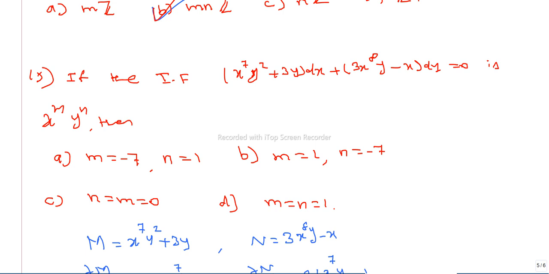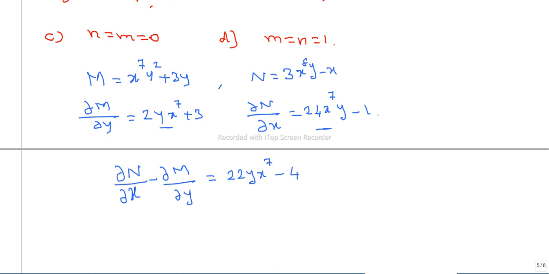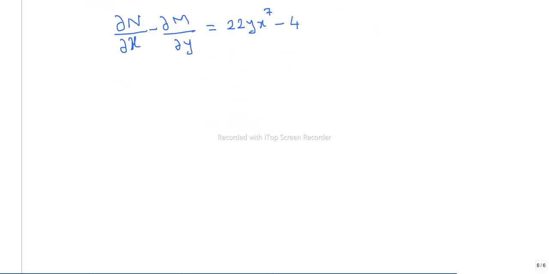Otherwise it is simple. Then what is your guess? We know that, assume x power m y power n is an integrating factor. If you multiply it, the equation becomes exact, and then you can compare. Got it or not? So if you multiply with this x power m y power n to the entire equation, the equation becomes exact. That is the definition of exact.